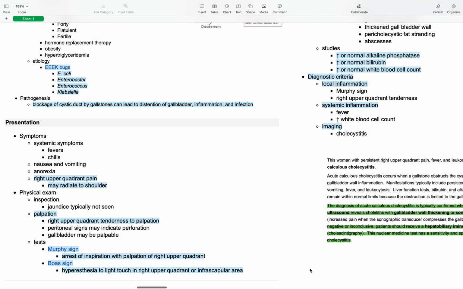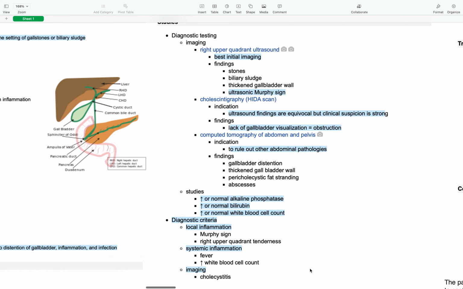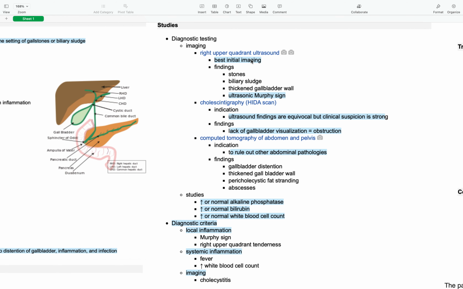studies, the diagnosis. So how do you diagnose? So you are always asked in the exam what would be the best initial test. Definitely, you want to do an ultrasound of the right upper quadrant. That would be the best initial imaging in case of cholecystitis. Okay. So what do you want to look for in the imaging studies? You may find a stone, you may find biliary sludge, or there may be a thickening of the gallbladder wall.